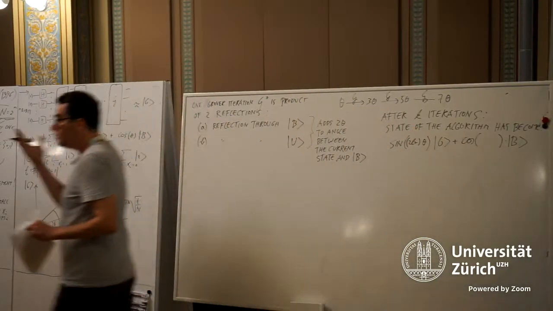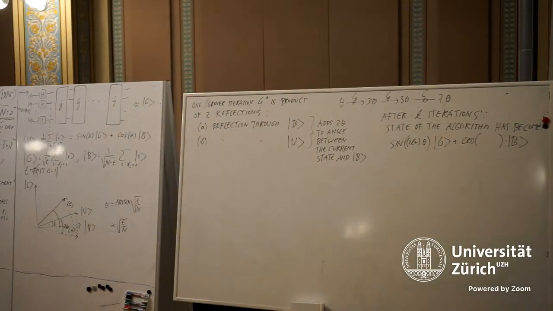Right, and you can do this for any k of your choice. You, the algorithm designer, can choose how many of these Grover iterations to do. But at some point you want to stop, right? You don't want your algorithm to run forever. So what is a good k to stop at? How many iterations should we do?